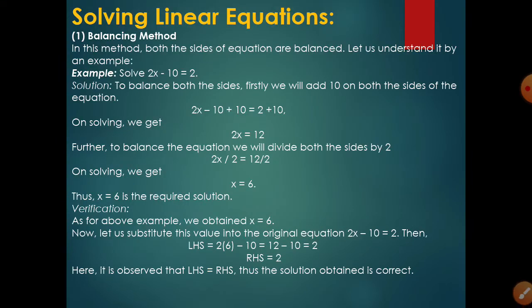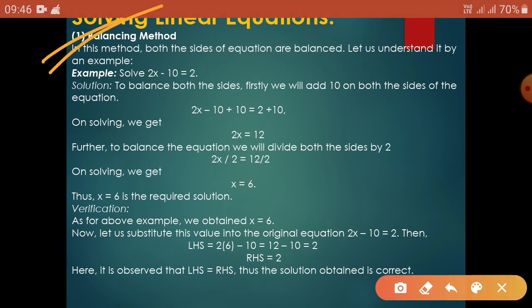Now we are trying to solve some linear equations. We know if we want to solve any linear equation, we have two methods. One is the balancing method, another one is the transposing method. We are taking the balancing method first. In the balancing method, both sides of the equation are balanced. Let us understand it by a simple example. Suppose we have the equation 2x minus 10 equal to 2. We are using the balancing method.